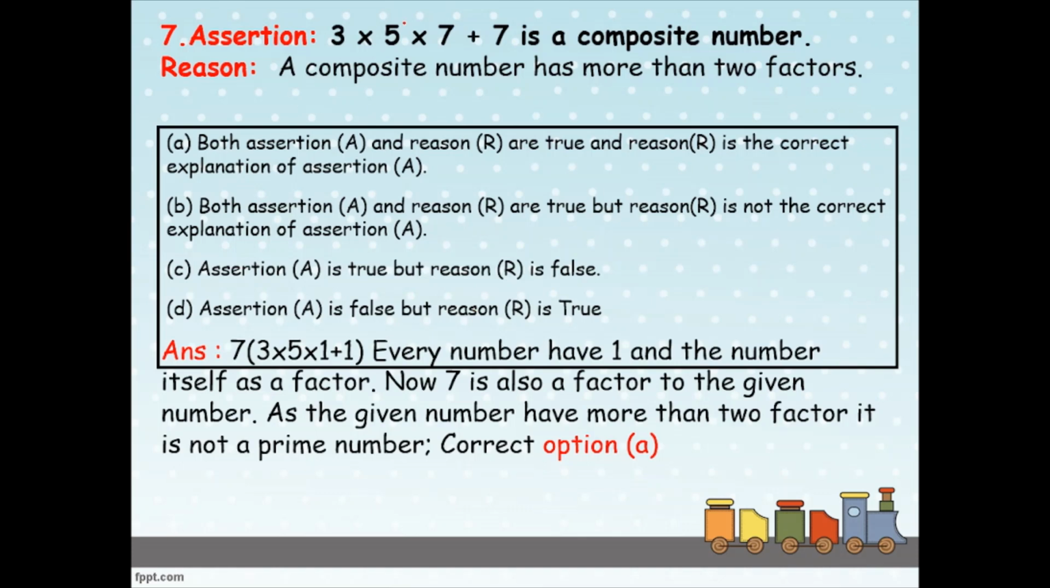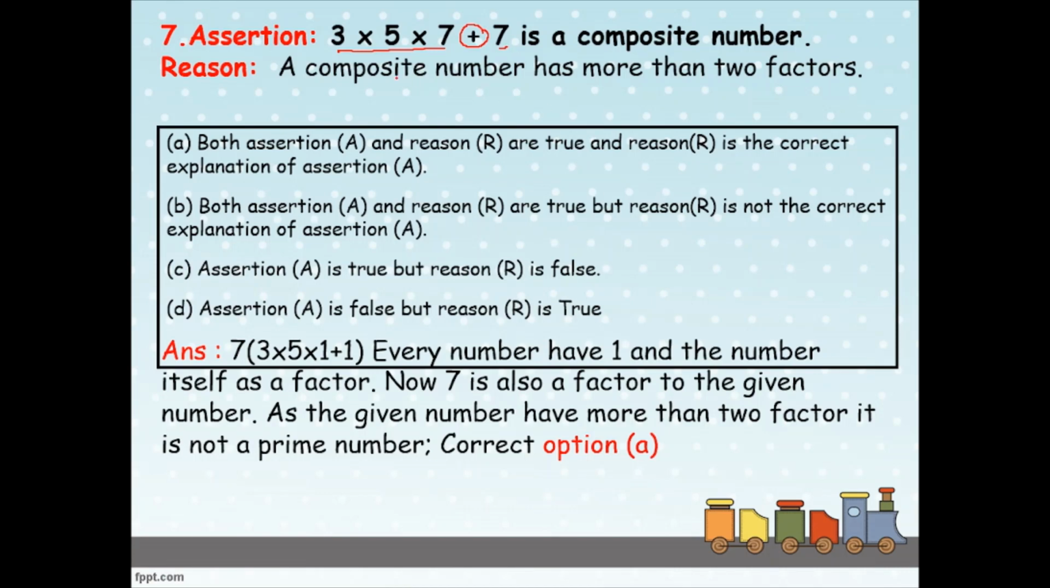Question 7. The assertion is 3 into 5 into 7. It is not into plus. Be very careful about this type of question. First you have to find out where the plus symbol is available. Because before the plus symbol, this group of numbers is one part. And after the plus symbol, if any other number is there, that is the second part of the given number.